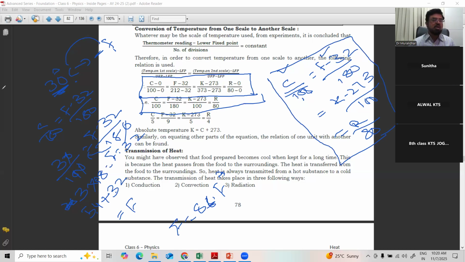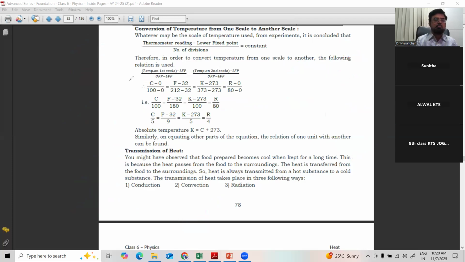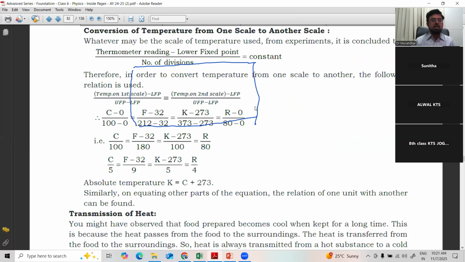Like that, you can use this formula for converting any scale into any scale. Okay. So note down this total, from here to here. Very, very important this is. You note down that, then I'll give you examples for you to solve.